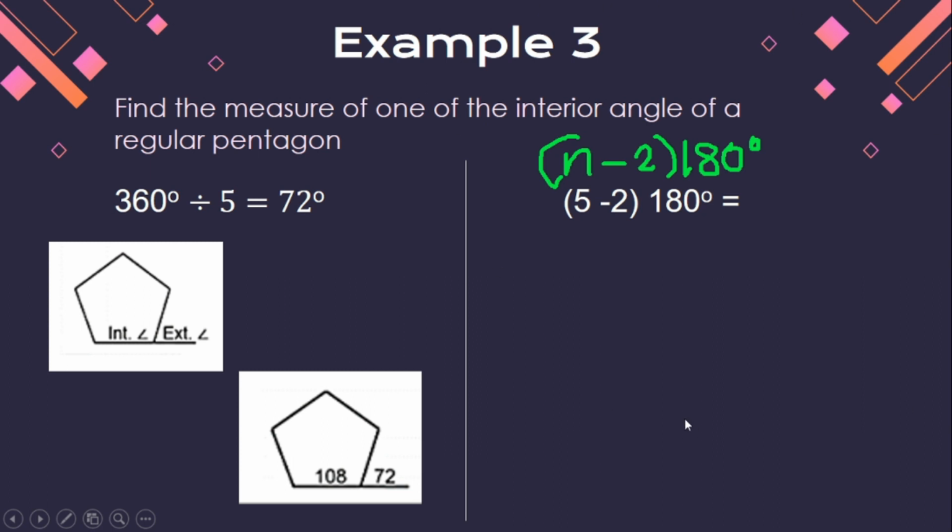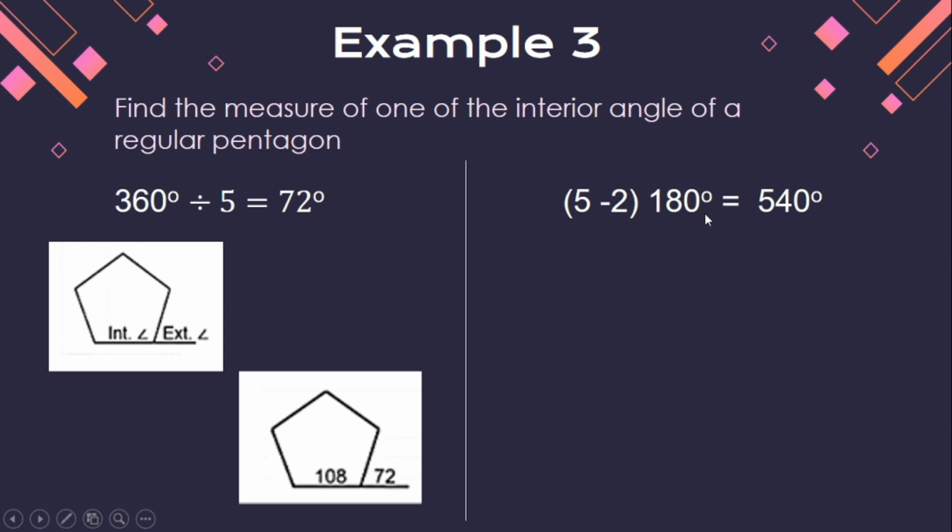So, may dalawa tayong paraan kung paano makahanap yung sagot sa problema natin to. So, we have n minus 2, which means we're looking for the number of the triangles na ma-form. At sabi natin, so instead of writing n, so that's the number of sides, so we have 5 here. 5 minus 2, that is 3. Tama? So, 3 times 180 degrees, that is 540 degrees.